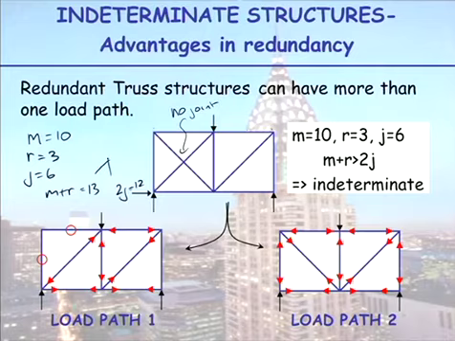So this is telling us it's indeterminate. So that means if you attempt to do a method of joints here, you would get stuck. You go, no, there's more than 2 unknowns here. Oh, no, I can't calculate all the internal forces.